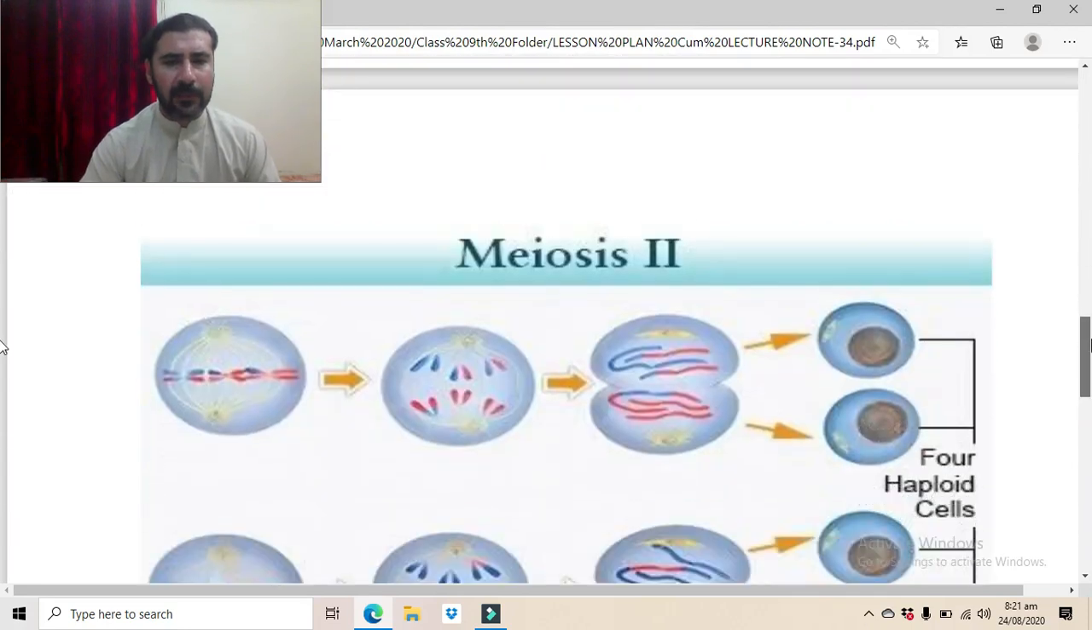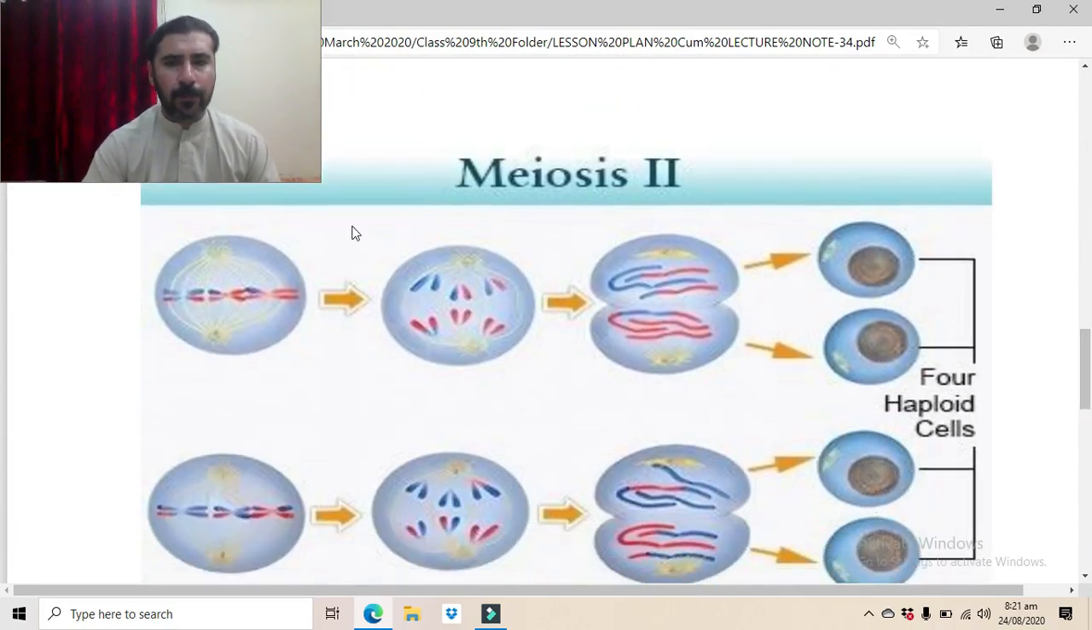Now diagrammatically we will have a look at the diagram here. This is meiosis 2. Here the chromosomes are arranged at the equator. These are the chromosomes. This is the metaphase stage, and these chromosomes are arranged here at the central region of the cell, which is known as the equatorial plane or equator, and they form the metaphase plate. This is known as the metaphase plate, where the chromosomes are arranged at the center of the cell.